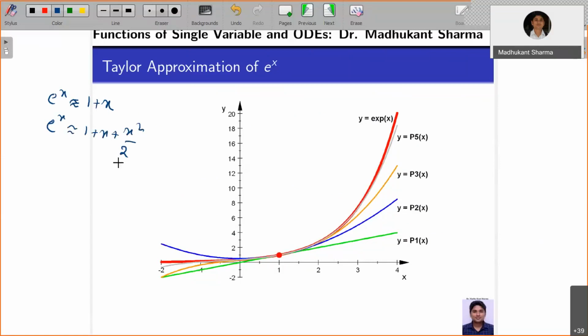So if you increase, that's going to be y equals P3 of x, then y equals P5 of x, and so on. This is the actual curve y equals e to the power x, which is plotted using, let's say, a MATLAB tool. So what it shows is that in the limiting sense, it converges to the curve. This is one fundamental example of Taylor approximation of e to the power x.